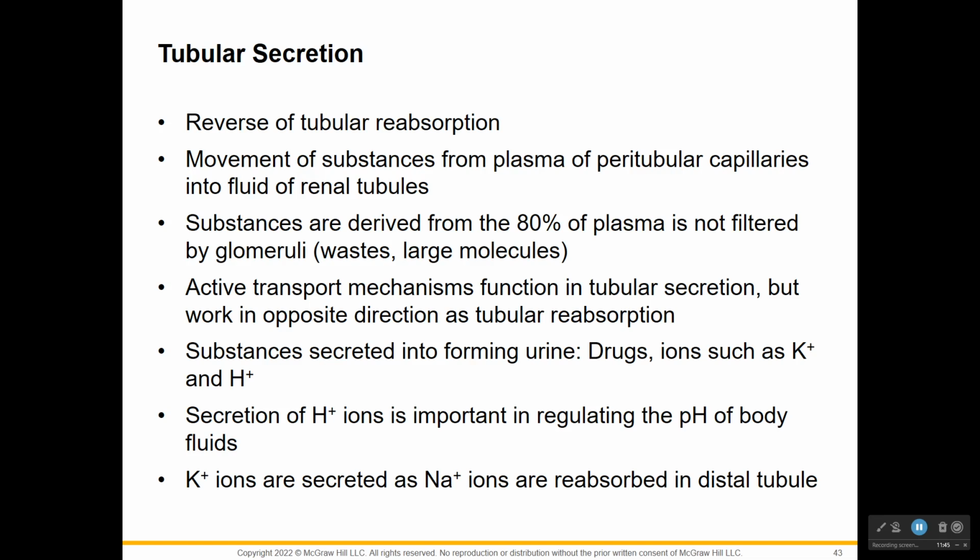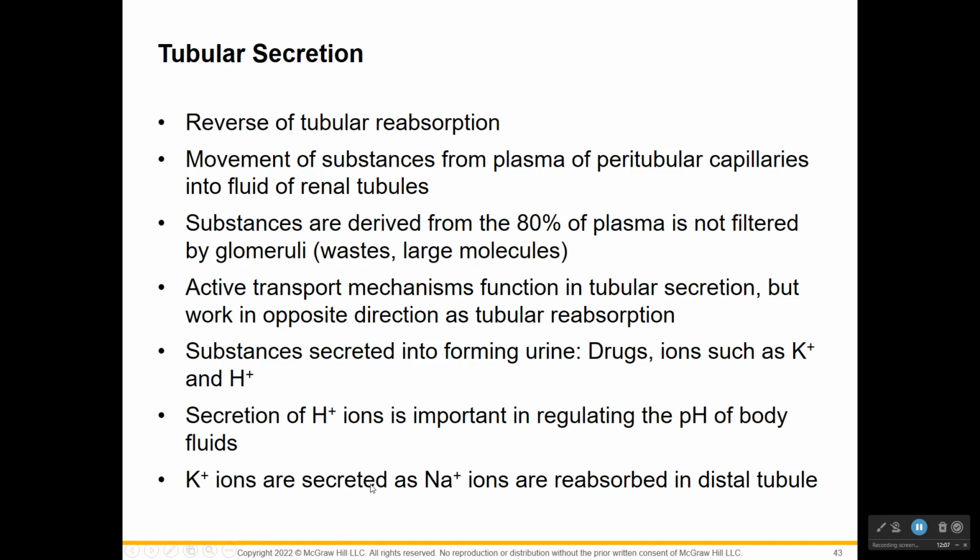So what are we going to get rid of? Drugs, ions such as potassium, hydrogen. Remember that hydrogen ions are going to be important because as you have more hydrogen ions, you have a lower pH. So an acid is anything that makes hydrogen ions. So getting rid of these hydrogen ions will regulate the pH of the body.